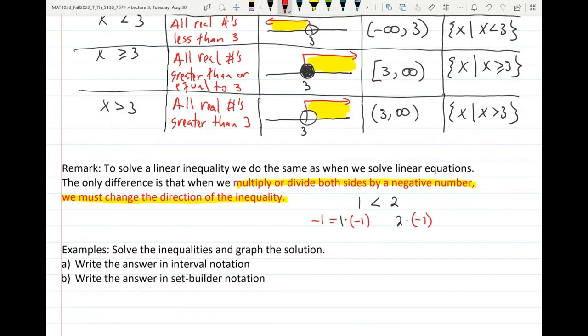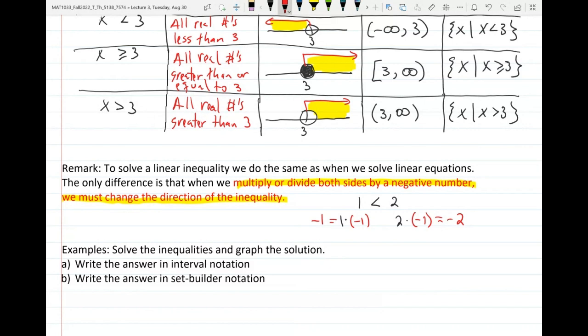Negative 1. What's 2 times negative 1? Negative 2. Okay. Which one is smaller? So how do you know whether a number is smaller than another one or not? Just think of them on the number line, whichever is further to the left. That's how you compare two numbers. You put them on the number line, whoever is further to the left, that's the smaller number.